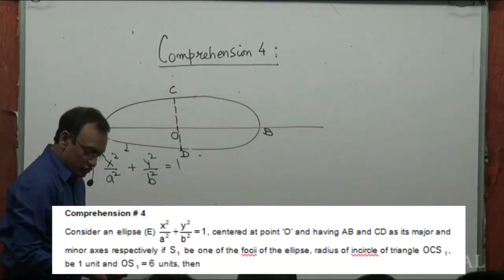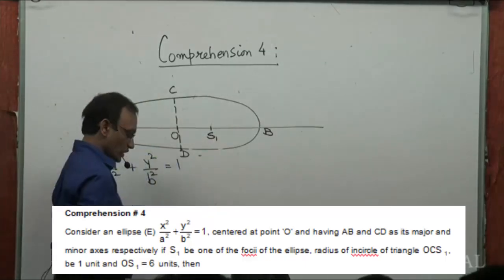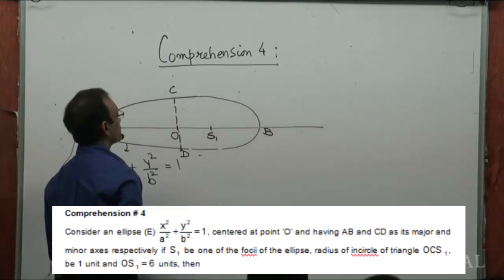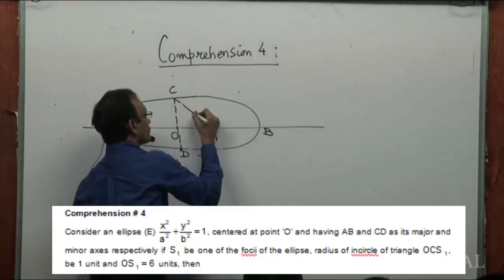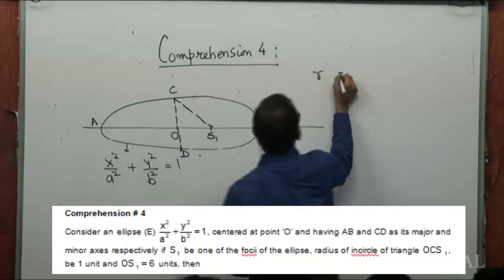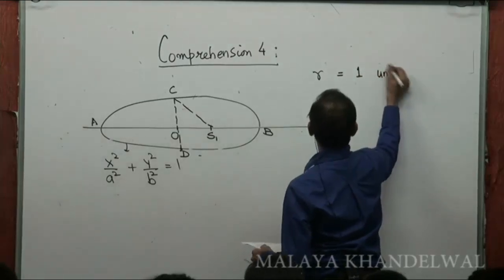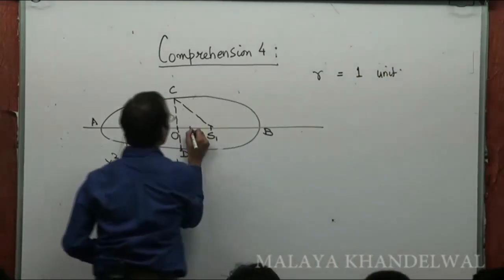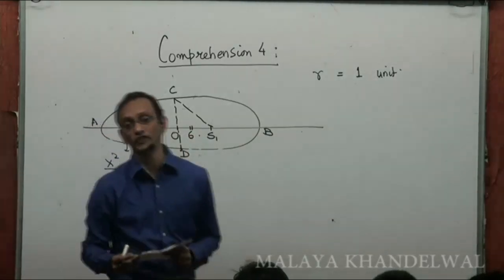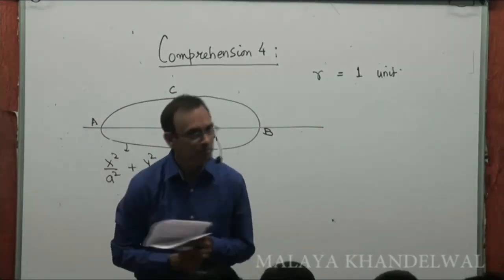If S1 be one of the foci of the ellipse, the inradius of triangle OCS1 is given to be 1 unit. OS1 is given to be 6 units. We want to find the area of the ellipse. The area of the ellipse is pi AB, so we need to find A and B essentially.